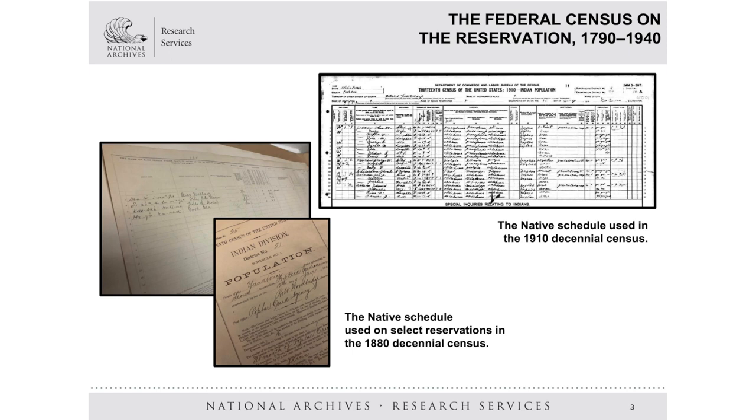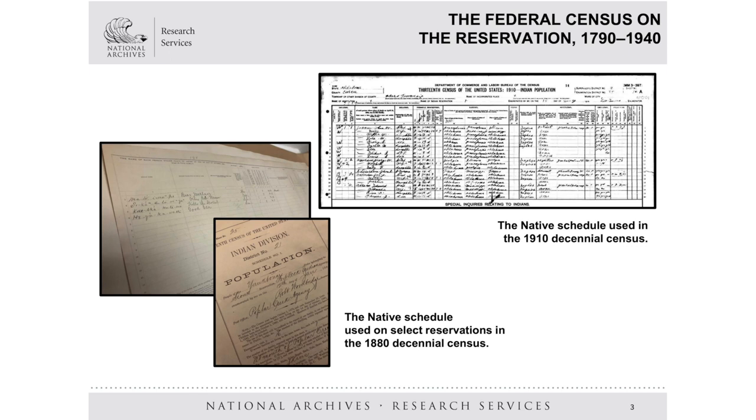A special Native schedule was conducted in 1900, and then again in 1910, seen in part here on this slide. This one had 14 specific questions, focusing mostly on how well the government's assimilation efforts were working. Now think, this was near the peak of the boarding school and allotment eras. The government wanted to see how well their policies were working to those ends.